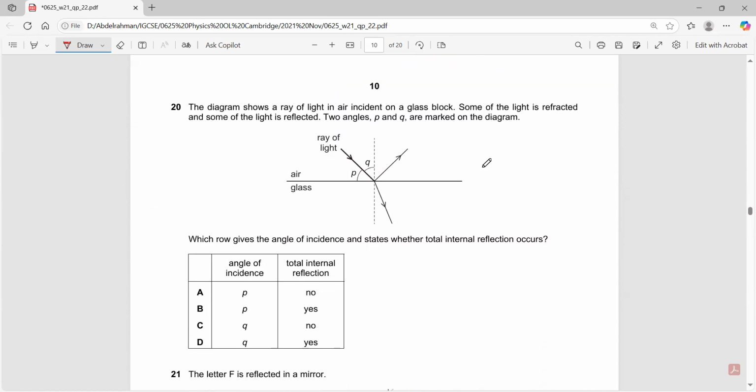Which row gives the angle of incidence and states whether this is a total internal reflection or not. The angle of incidence is Q. Is this a total internal reflection? Definitely not. Why? Because of this ray.